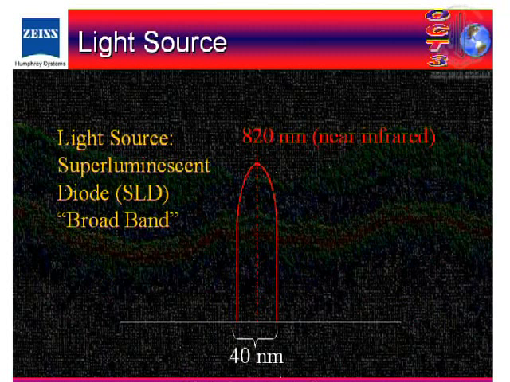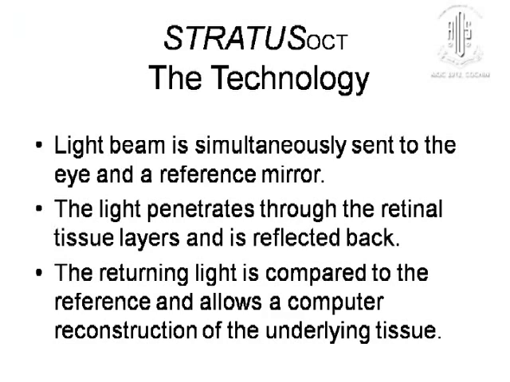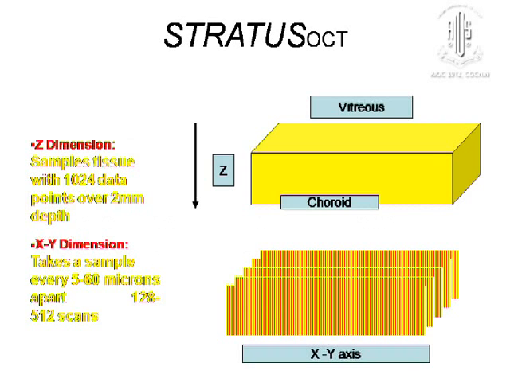The light source used here is a diode of 820 nanometer, which is close to the infrared. As I mentioned, the light beam is simultaneously sent to the eye and the reference mirror. The light penetrates through the retinal tissue layers and is reflected back. The returning light is compared to the reference and allows a computer reconstruction of the underlying tissue. This is the basic Michelson principle in OCT.